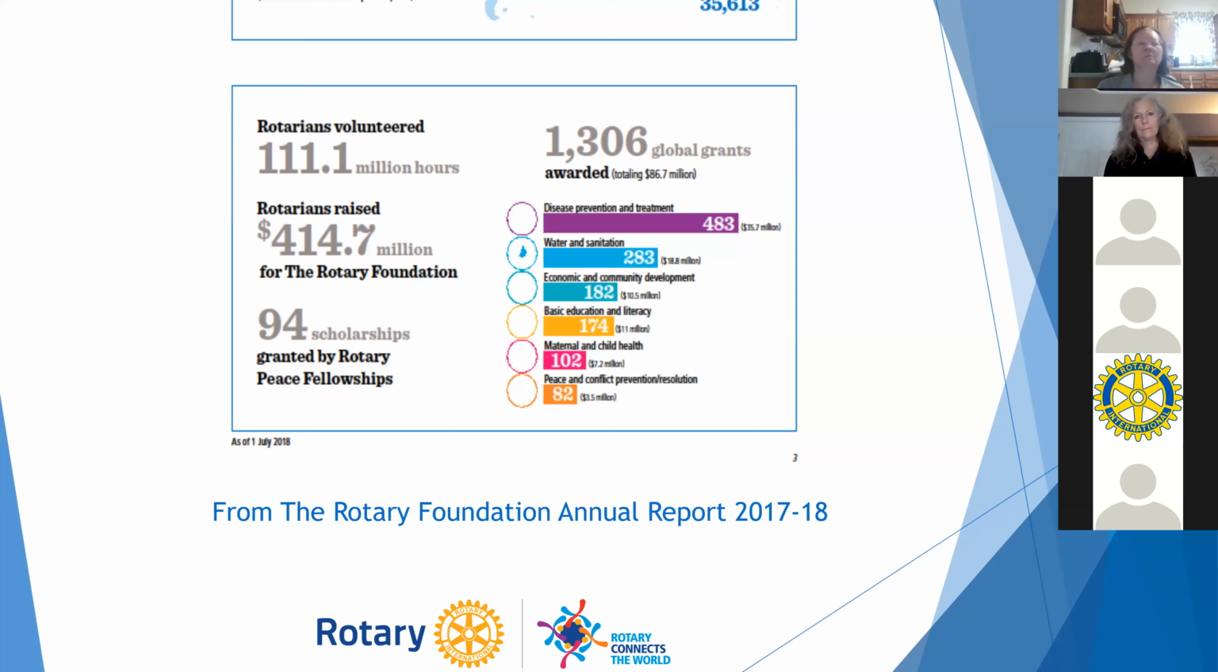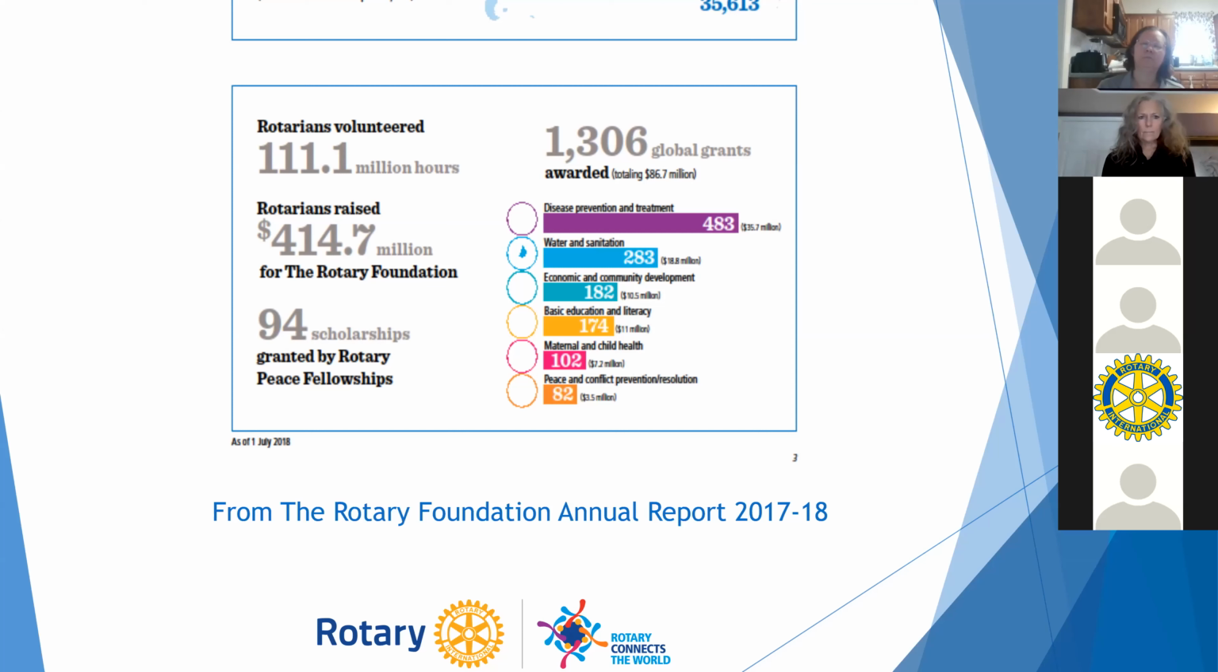1,300 global grant projects were approved, and the breakdown by area of focus shows that disease prevention and treatment and water and sanitation projects are the most frequently supported projects. And as you can see, the number of hours devoted and the amount of money raised for the foundation, it is really remarkable what's done worldwide. And it gives you some idea as to how many global grants are done.